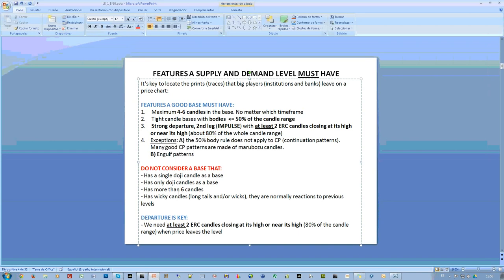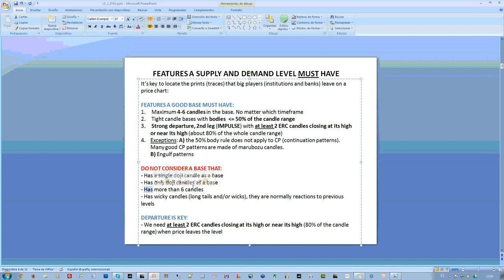What we do not consider as a good base, we don't even have to draw it, is a base that has only a single doji candle, and only doji candles, more than one candle at a time. If we don't have a small range candle or spinning top candle or tight candles there, we don't want to consider that base as valid.